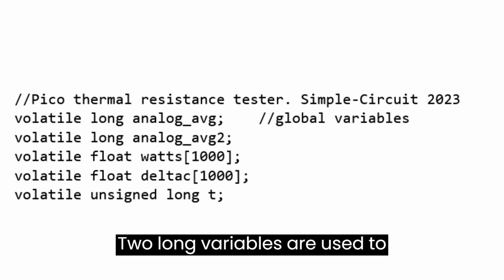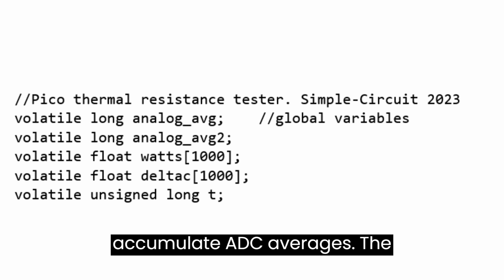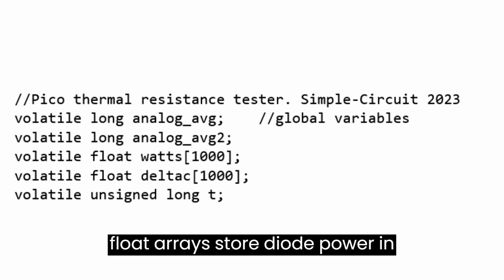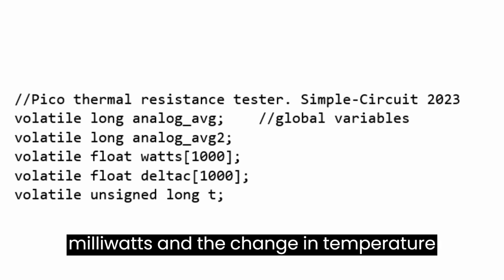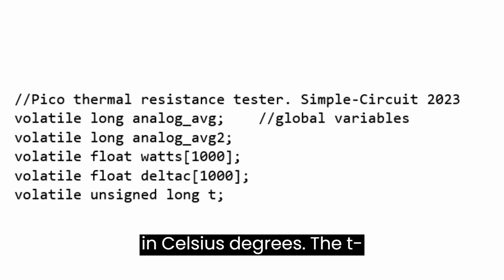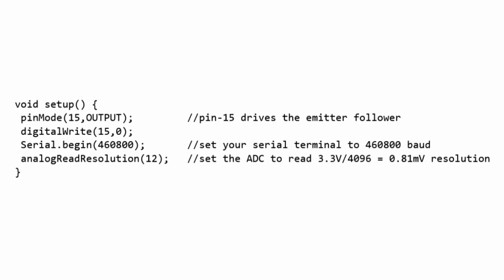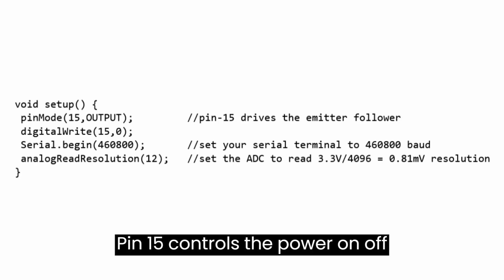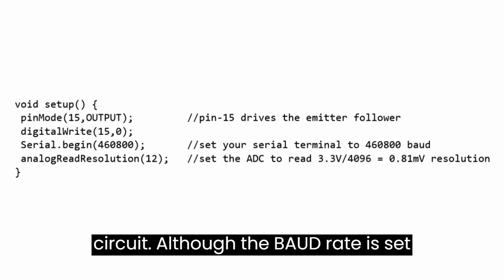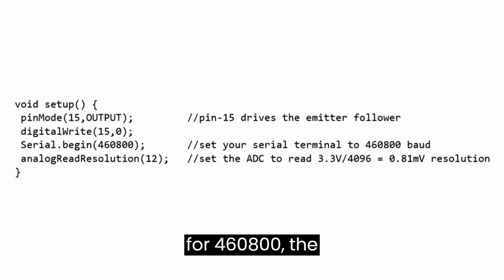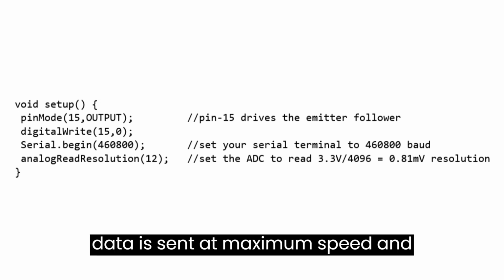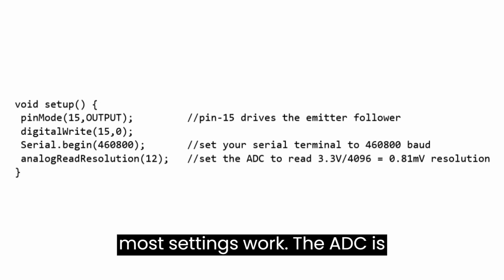Two long variables are used to accumulate ADC averages. The float arrays store diode power in milliwatts and then change in temperature in Celsius degrees. The T variable is used for loop timing. Pin 15 controls the power on-off circuit. Although the baud rate is set for 460800, the data is sent at maximum speed and most settings work.